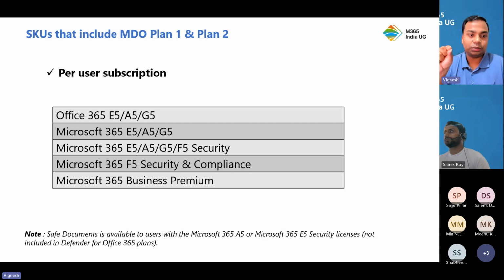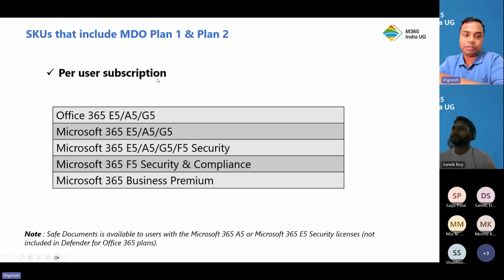That's because there is that one single license or two licenses in your tenant. But that doesn't mean that you can use it, because for each and every single thing you need a license. So please bear in mind that it is a per user subscription, and these are the different SKUs that include the MDO plan 1 and plan 2.